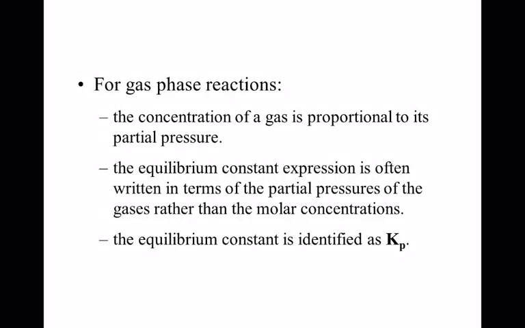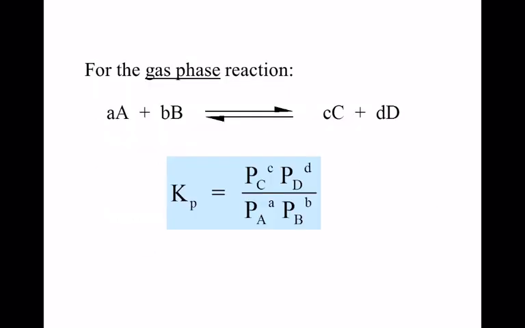So let's take a look. Here we have two reactants and two products, and again, this only works if everything's in their gas phase. So we can say the equilibrium constant Kp is equal to the partial pressure of the two products raised to their stoichiometric coefficients divided by the partial pressures of the two reactants raised to their stoichiometric coefficients.